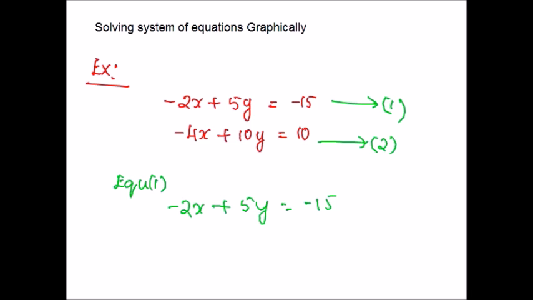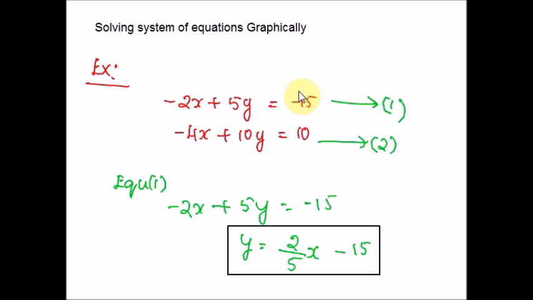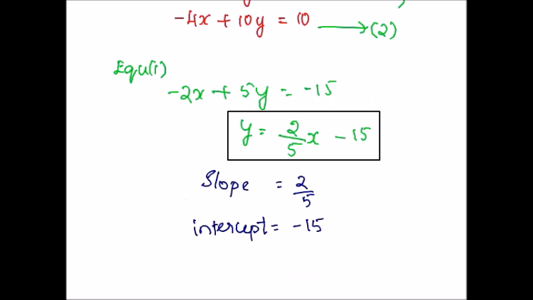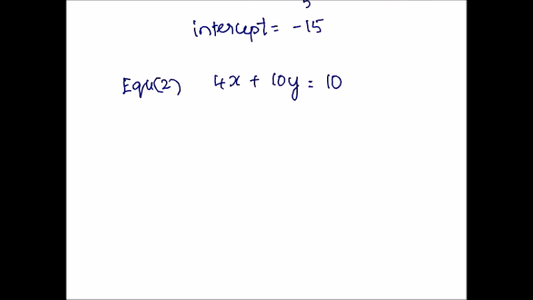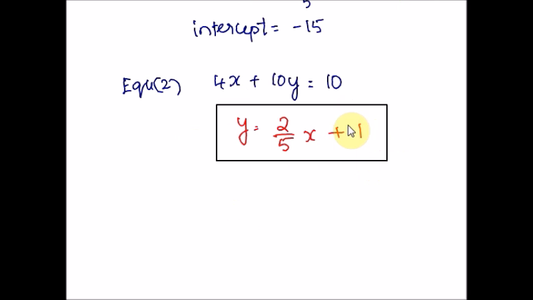Add 2x on both the sides and divide the entire equation by 5. So we will get this equivalent equation for equation number 1, where the slope is 2 over 5 and the intercept is -15. Let me rewrite equation number 2 in the slope-intercept form and identify its slope and intercept. Isolating y on the left hand side, we'll get this equivalent equation for equation number 2. Here the slope is 2 over 5 and the intercept is 1.